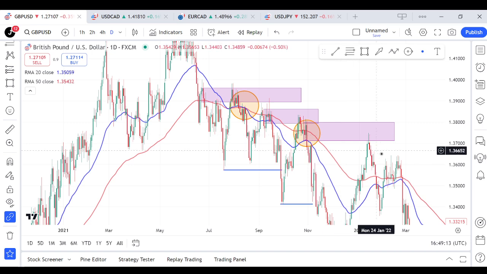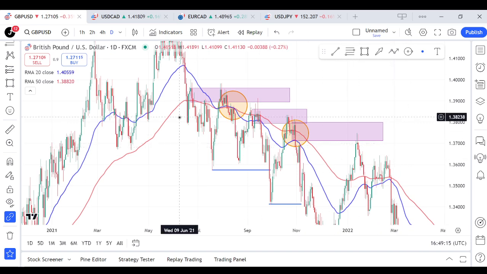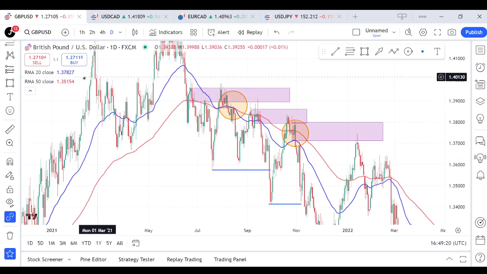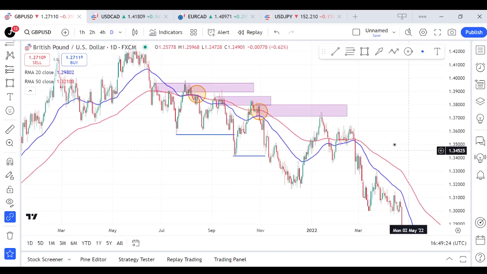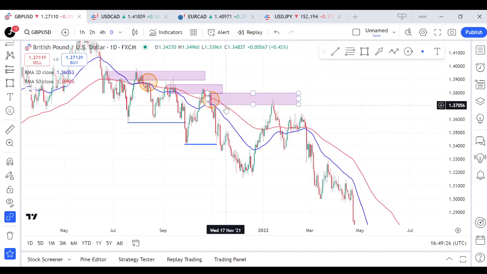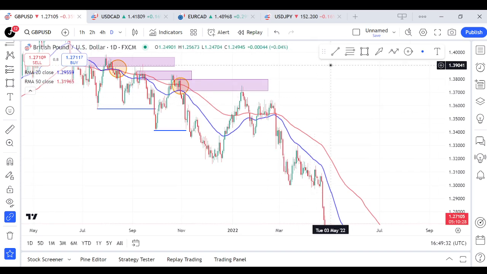Remember, the 50-day, the longer day moving average, crossing above the shorter day rolling moving average signals that we are now bearish. And using support and resistance or key levels, in this case we are bearish, so we're looking at resistance levels. I'll be using it to enter trades.